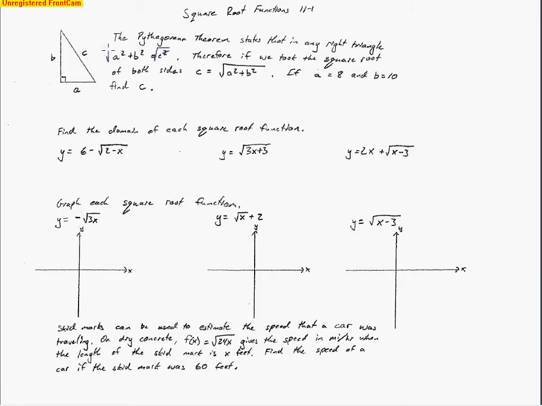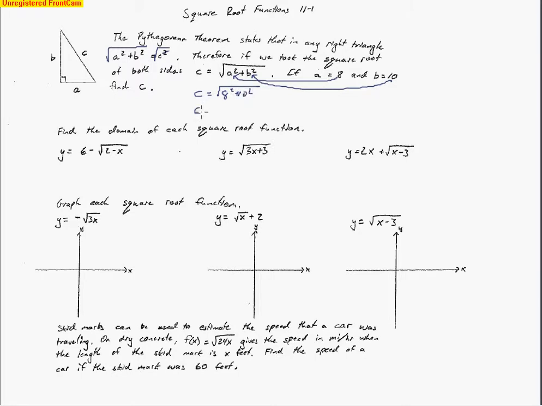If I take the square root of this side, well, I've got to do the work underneath the radical sign first. And that's what we're going to do now. We're just going to take this 8 and put it in place of A, take 10 and put it in place of B, and then do the work. So now we have C equals the square root of 8 squared plus 10 squared.